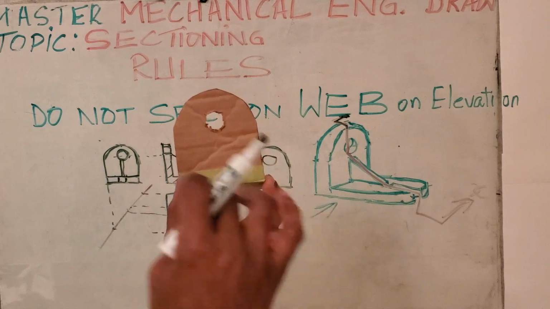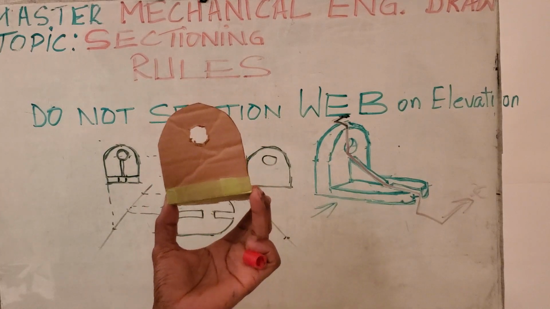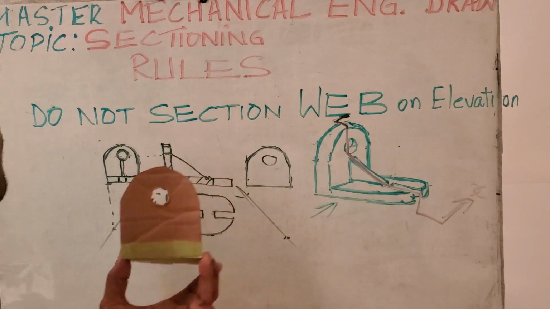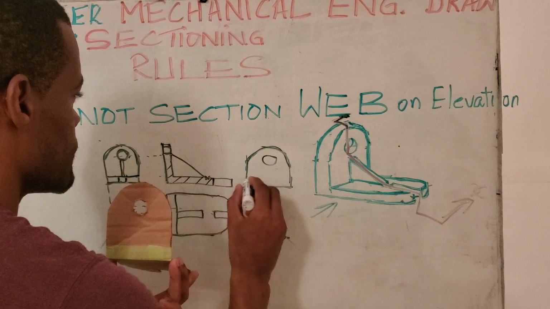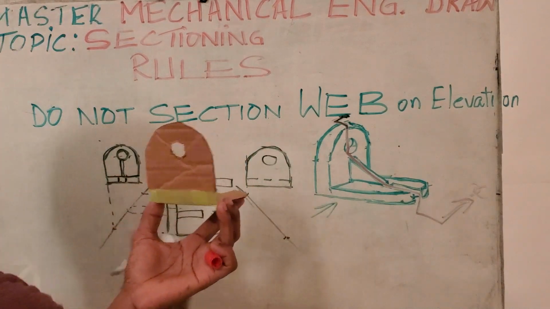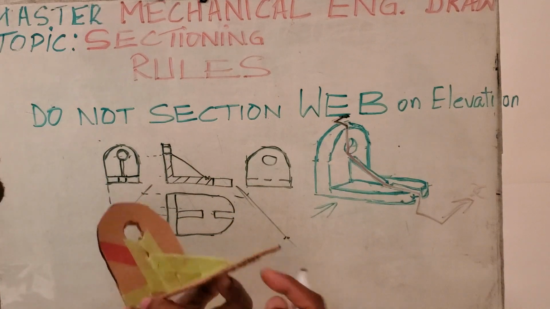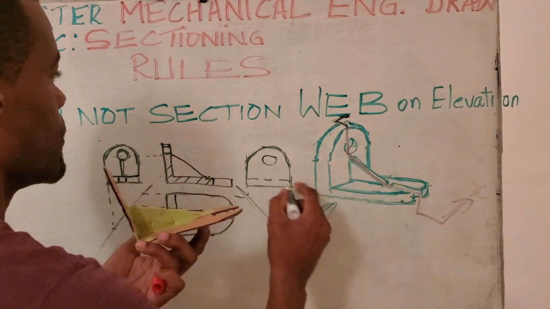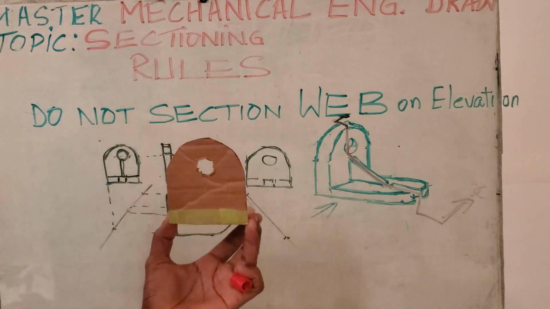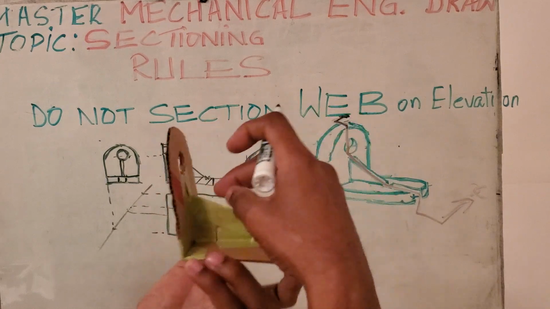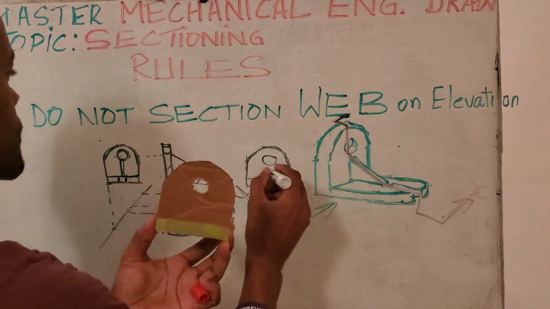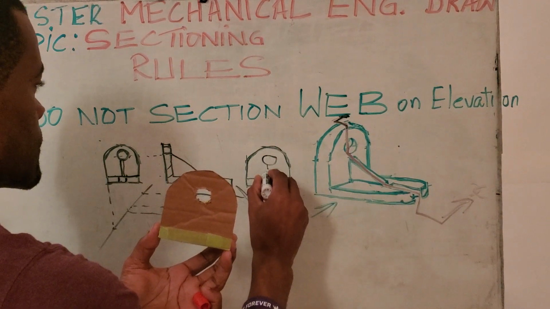So remember, we use hidden detail line to represent things that we cannot see from a particular view. So for this, we use broken line for that. For the cutout, this little cutout right here, this groove, we use broken line again to represent that. And for the web that exists here, that we cannot see, we use broken line to represent the web also.